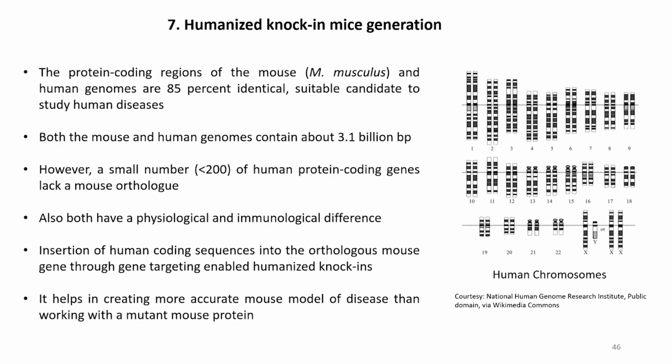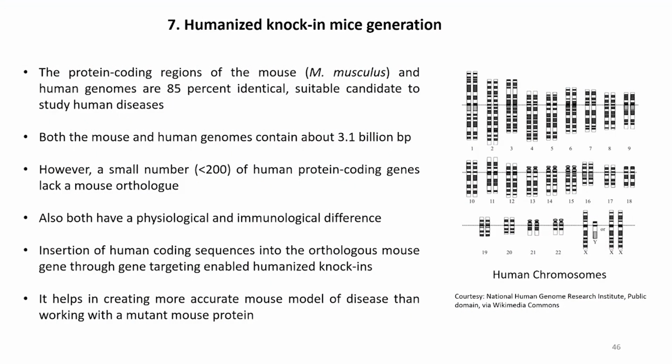So, the protein coding regions of the mouse and the human genome are 85% identical, and therefore, with this high identity or similarity, a mouse is a suitable candidate to study human diseases. So, we may be able to draw a lot of inferences with these 85% similar genes, but now there are 15% genes which we need to take care of because they are different. Briefly, the mouse and human genome both contain around 3.1 billion base pairs. However, a small number of human protein coding genes lack a mouse ortholog.